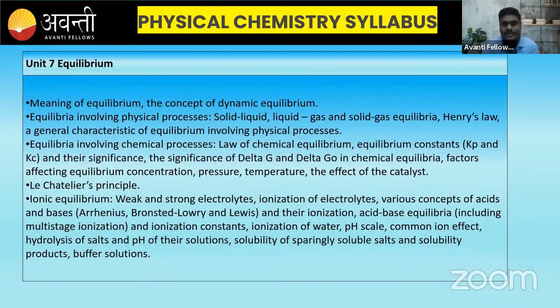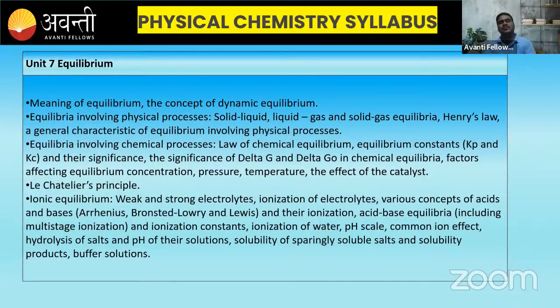In chemical equilibrium, we have very important terms like Kp, Kc, Kx, and their relation with each other. How Kp and Kc are related to temperature, what is the effect of temperature on Kx, and what is Le Chatelier's principle. Once the equilibrium is stabilized, how will you disturb this equilibrium? For this, we study Le Chatelier's principle. We already know this.